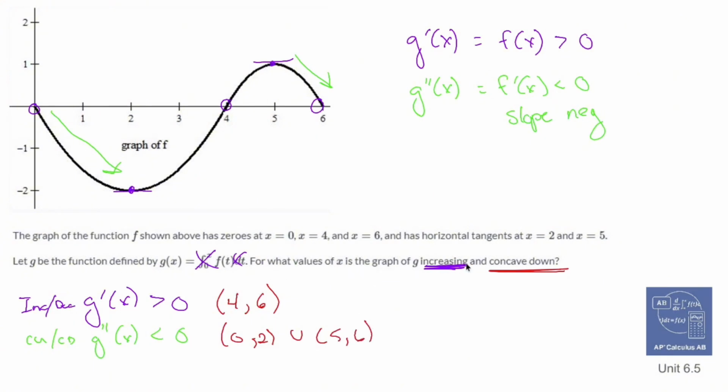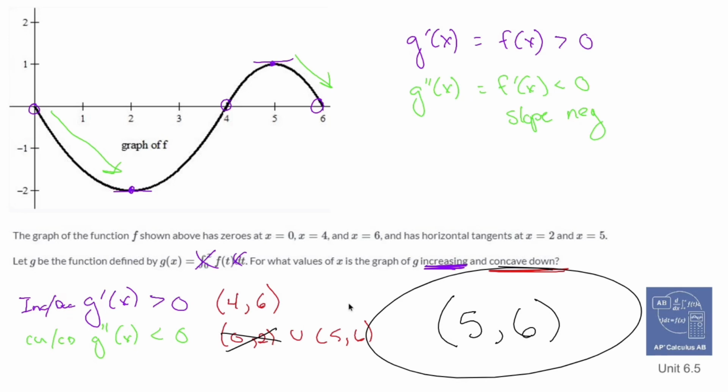Where do both of these happen at the same time? Well, if one of them happens from 4 to 6, then 0 to 2 has nothing to do with what I'm doing up here. This is from 5 to 6. So 5 to 6 compared to 4 to 6 means that all the magic happens between 5 and 6, because that's where it kind of intermingles, if you will. And that's how you do it. Fun stuff.